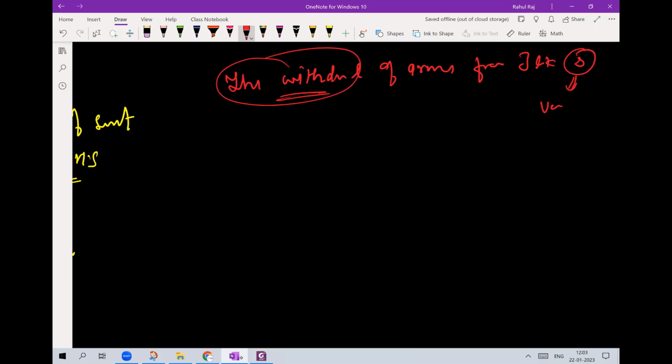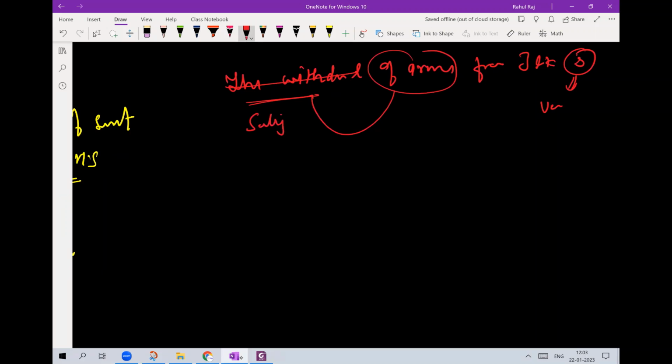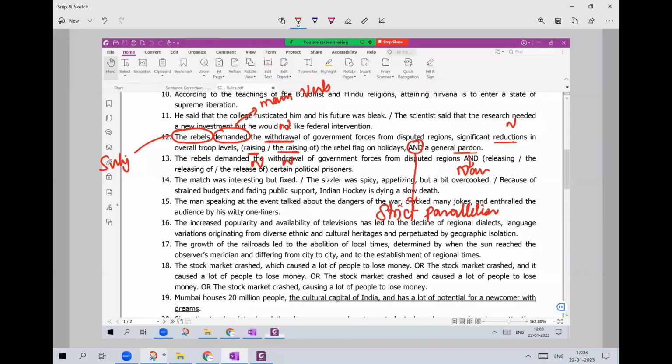So I'm trying to say, think about it here now: the withdrawal of army from Jammu and Kashmir is called for. Imagine if I remove withdrawal, then of army by default goes away, because of army is nothing but a part of withdrawal. From Jammu and Kashmir is called for makes no sense at all. So this is the subject. And be very sure of one thing, because until you ask me, I'll not be able to tell you.